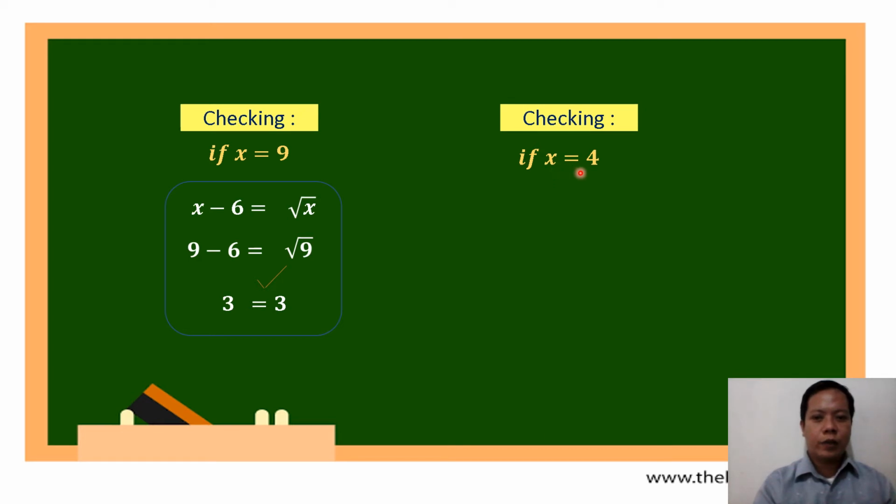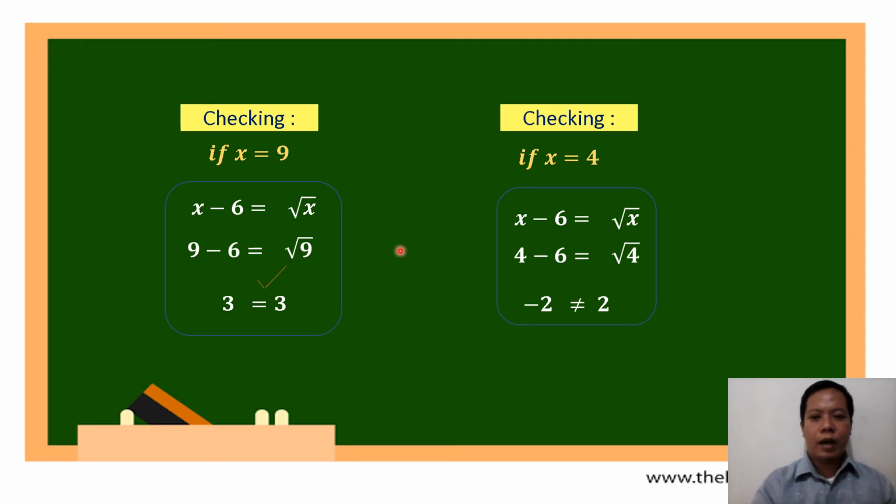So x is equal to 4. So for the second root, we have 4. Using the same equation, x minus 6 is equal to square root of x. Then x will be 4 for this part. And 4 minus 6 is negative 2. Okay, square root of 4 is 2, and this one is negative 2.